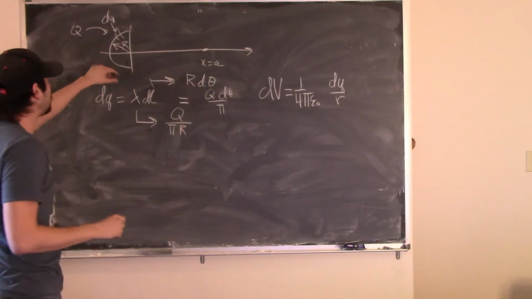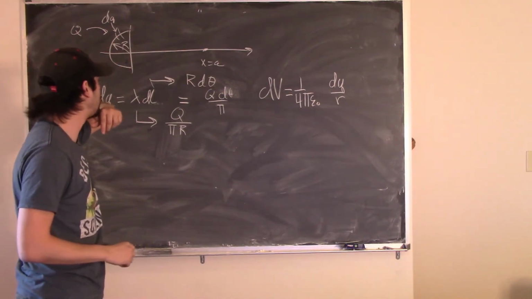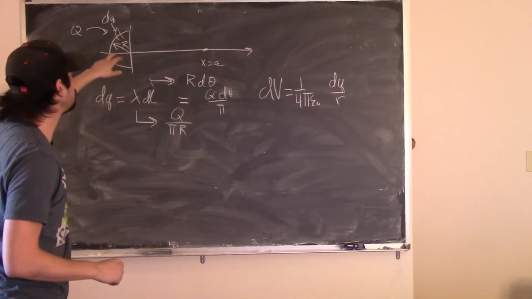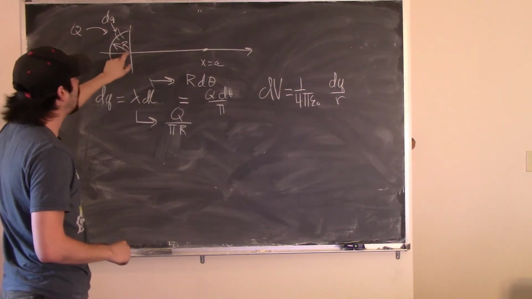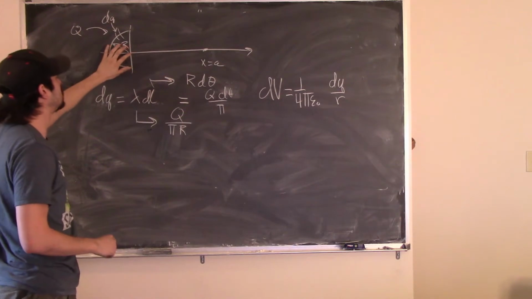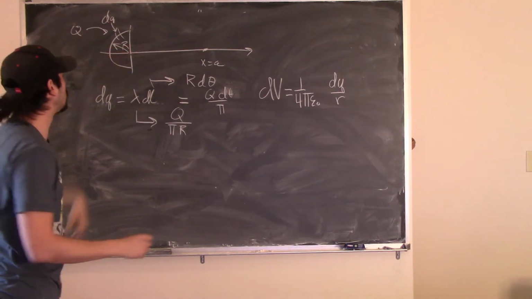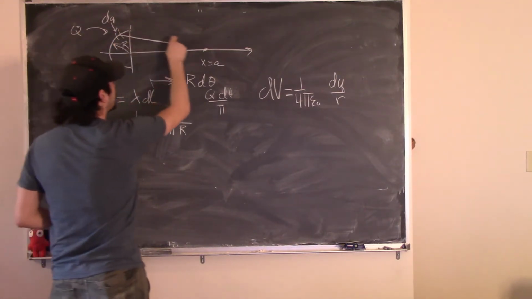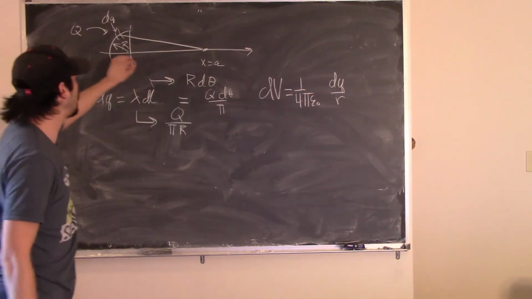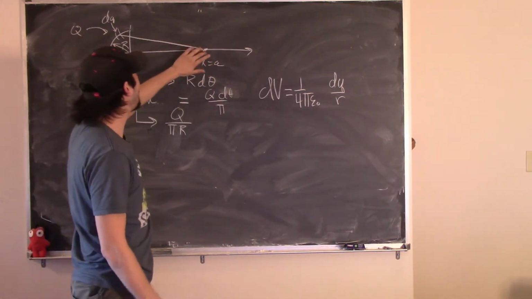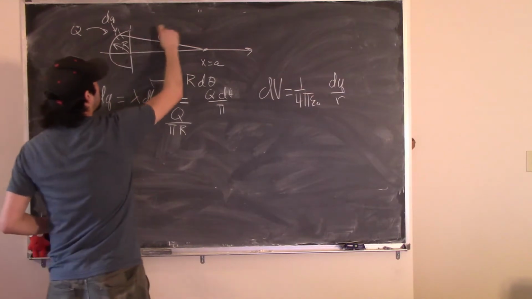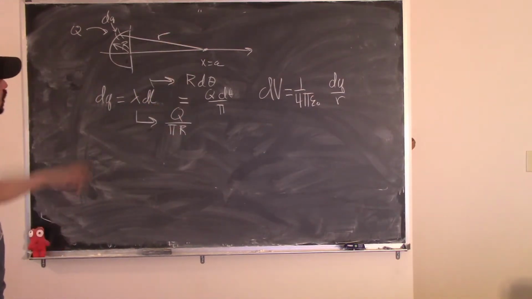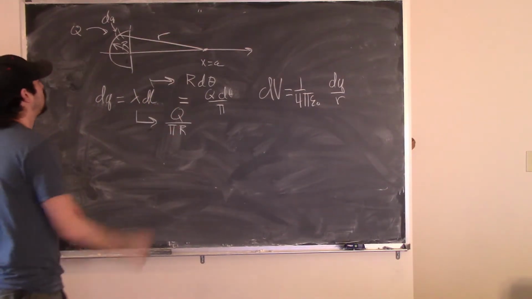This is where this departs from other questions we've had with arcs of charge, because for those problems we always wanted the electric field or electric potential at the center of the circle. But this one is a little different, because we want to find it at some point x equals a along the x-axis. So in order to do that, we need to figure out what this r is.